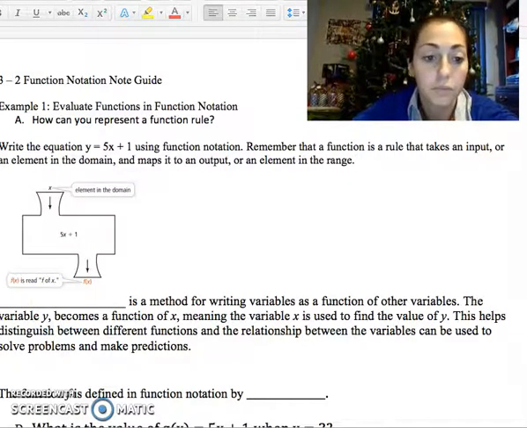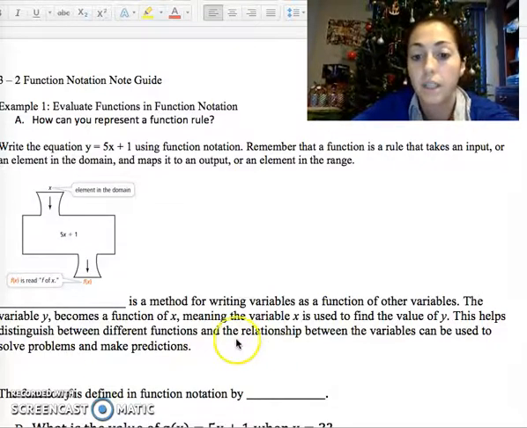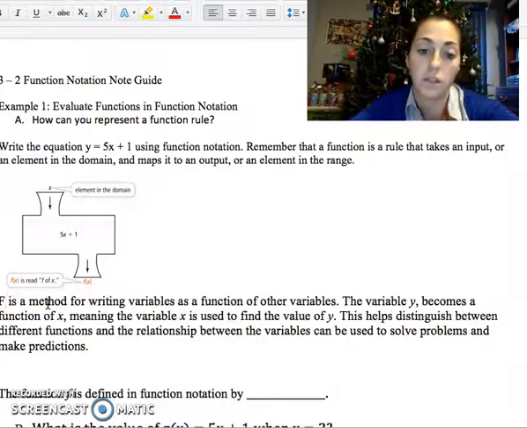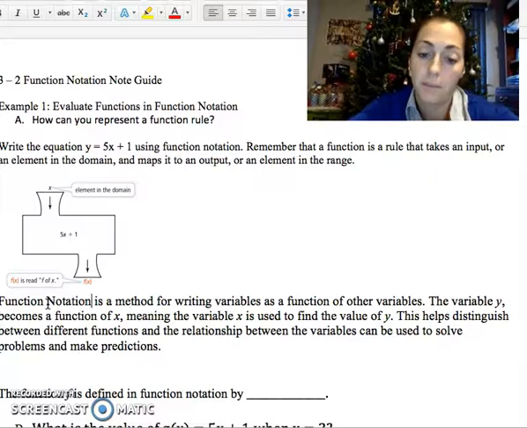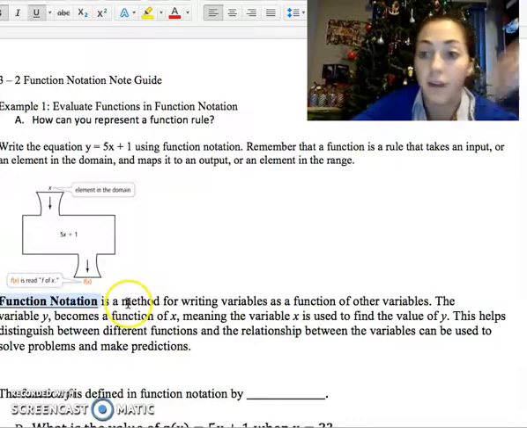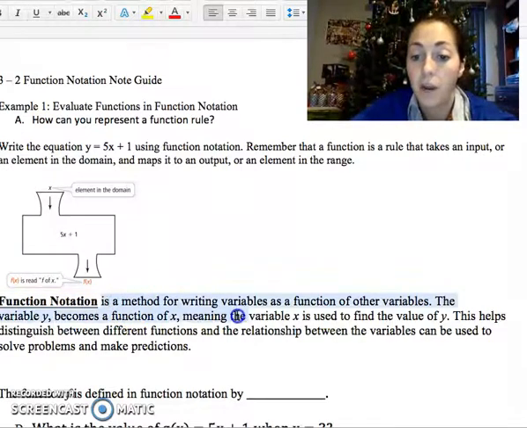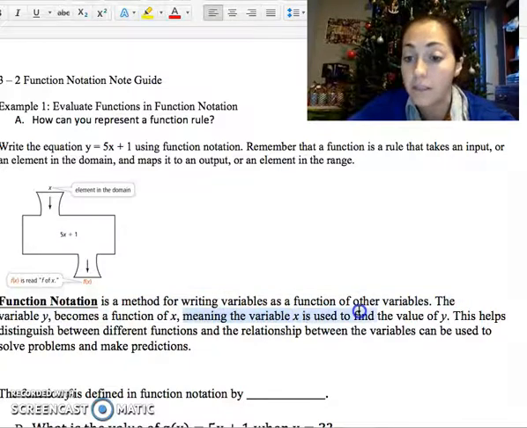So what we're looking at here is continuing through our definitions. We've got blank is a method. So function notation, that's our vocabulary term that we're working on. So I would underline that and highlight it. Function notation is a method for writing variables that's a function of other variables. The variable y becomes a function of x, meaning the variable x is used to find the value of y. This helps distinguish between different functions and the relationship between the variables.